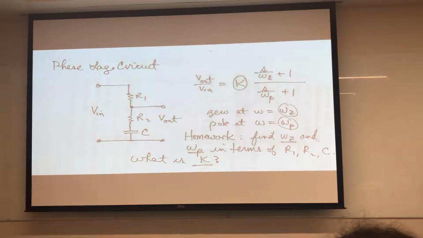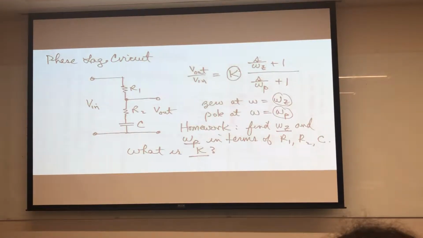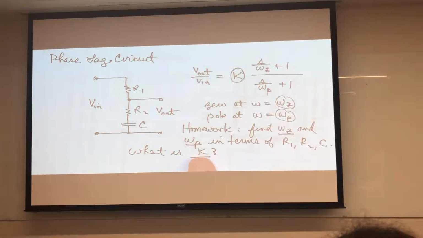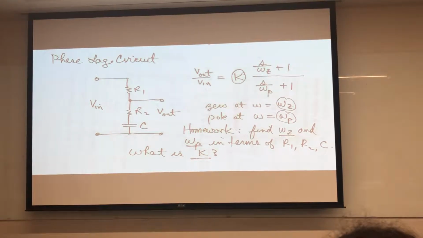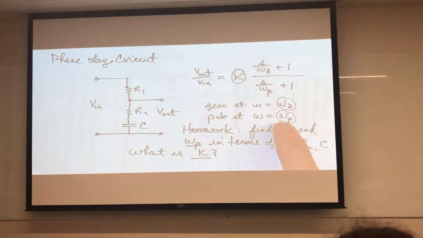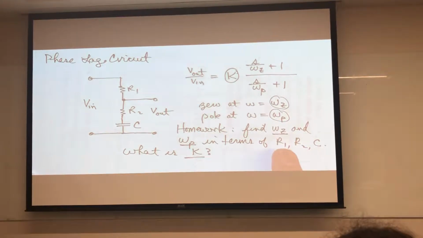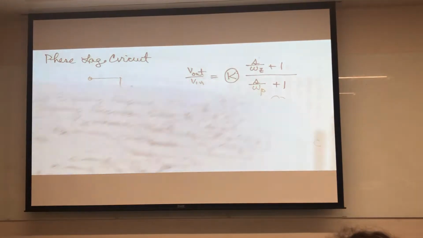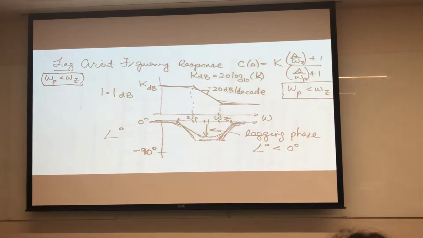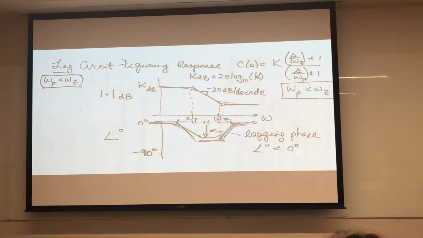Okay, now that we just analyzed that real quick, you know what K is for this particular circuit. You still have to figure out what omega Z and omega P are in terms of R1, R2, and C. So this is the phase lag circuit's frequency response.